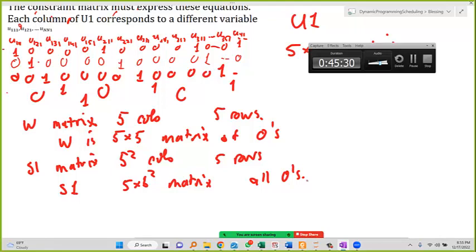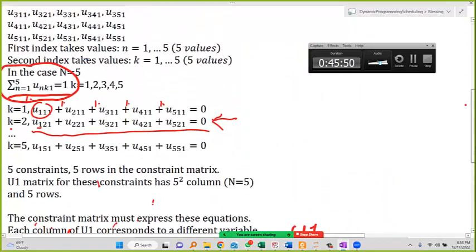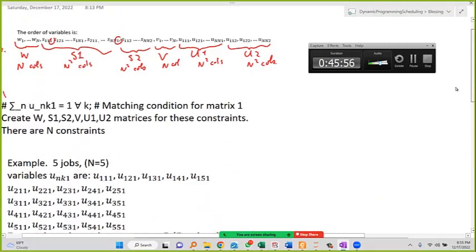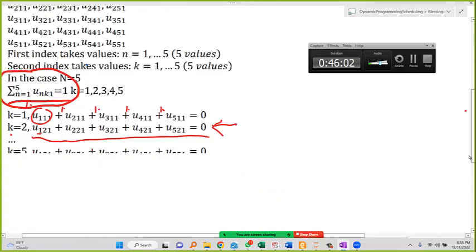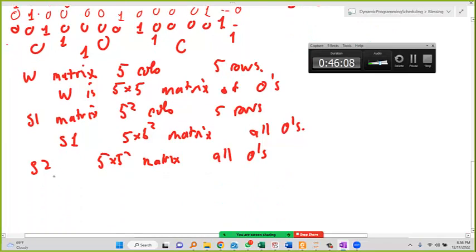What about S2? Still the same. Yes, also zeros. 5 by 5 squared matrix with all zeros. Now what about V? Are there V's there? No V. How many variables in V? All zeros. V was n columns, so that's going to be 5 columns by 5 matrix of all zeros. So V equals 5 by 5 matrix.